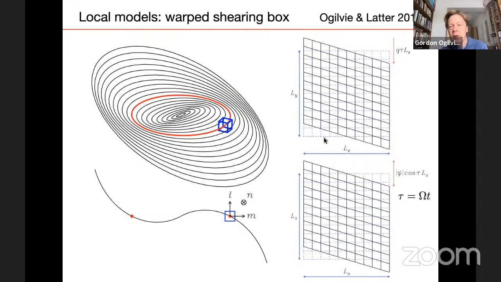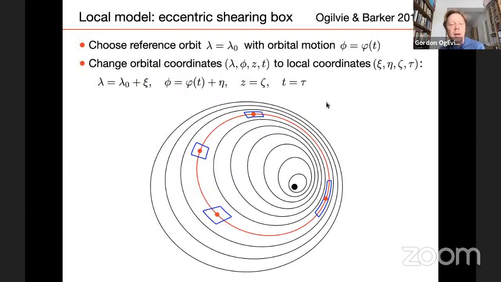And this can be built into the coordinate system, so that we have now an oscillatory vertical shear like this due to the presence of the warp, in addition to the steady orbital shear in the plane of the disk. Something related can be done for eccentric disks by making boxes that move and are deformed according to the orbital motion. And in general, that involves some oscillatory compression here in the horizontal directions.